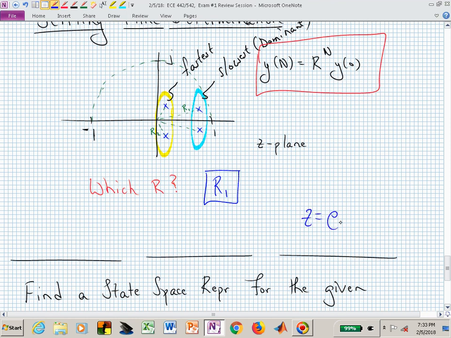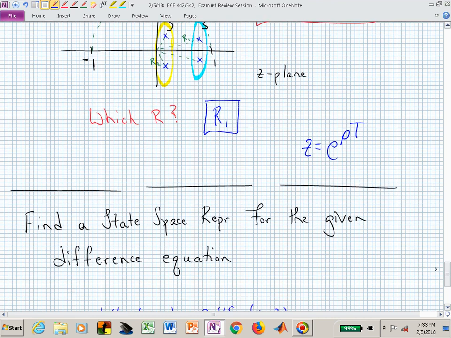Remember, z is equal to e to the sT, and in discrete time we're in the z-plane, in continuous time we're in the s-plane. And why did we pick the fast one in the s-plane? Then we were worried about sampling frequency. Here we want to know which one dominates. We've already picked a sampling frequency. We now need to know which one dominates.